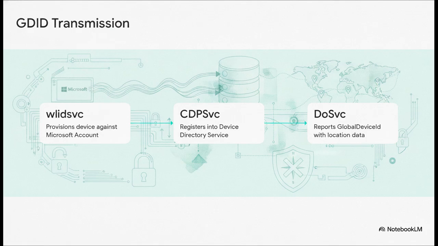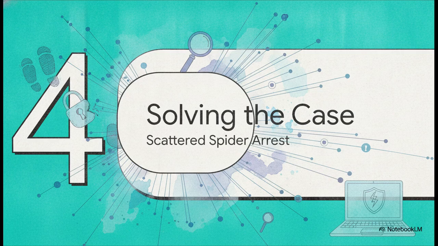Here's how that transmission chain builds. First, the Windows Live ID service provisions the device. Then, the connected devices platform registers this ID into Microsoft's directory. Finally, delivery optimization reports this ID alongside your ISP, city, and country data. So, step by step, every silent background token refresh is beaming your GDID, current IP address, and a timestamp straight to Microsoft's authentication infrastructure. Which brings us to Section 4, solving the Scattered Spider case.